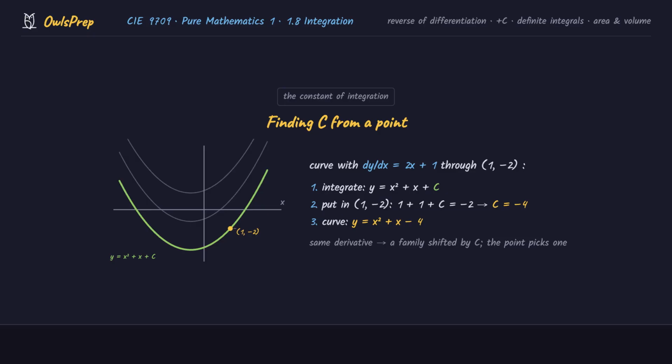Step 1. Integrate. 2x+1 integrates to x²+x+c. Step 2. Substitute the point x equals 1, y equals -2, which gives 1+1+c equals -2. So c equals -4. The curve is y equals x²+x-4. On the graph, curves with the same derivative form a whole family, just shifted up and down. The given point selects exactly one of them.